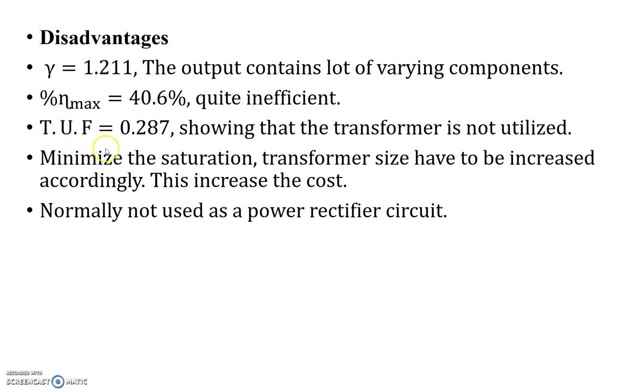The transformer utilization factor is 0.287. It shows that the transformer is not fully utilized. The DC current is flowing through the secondary winding of the transformer, which may cause DC saturation of the core of the transformer. To minimize the saturation, the transformer size has to be increased accordingly. This increases the cost. Because of these disadvantages, the half-wave rectifier is normally not used as a power rectifier circuit.